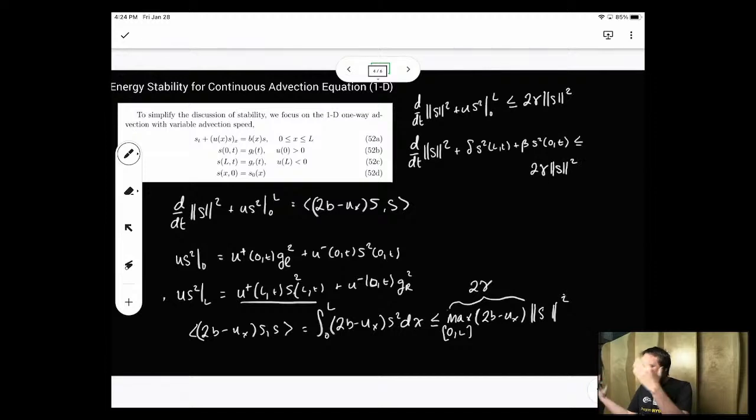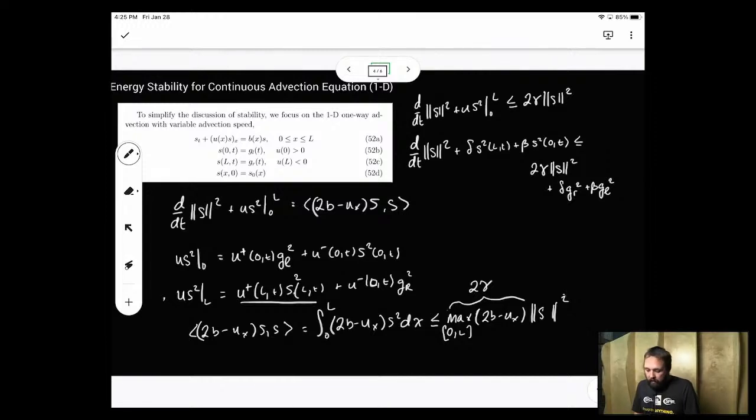And then we got basically the same thing on the right-hand side, except now with the GL and GR, so the things that we're imposing on the boundaries. So running out of space here a little bit, but we have delta GR squared plus beta GL squared. Okay?